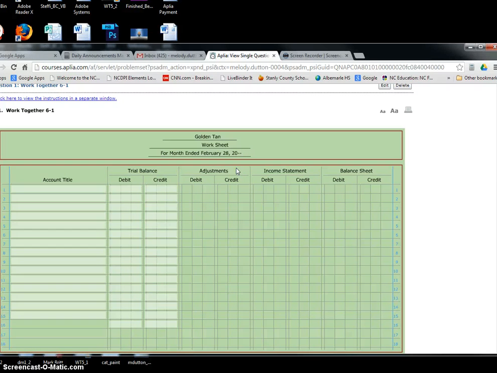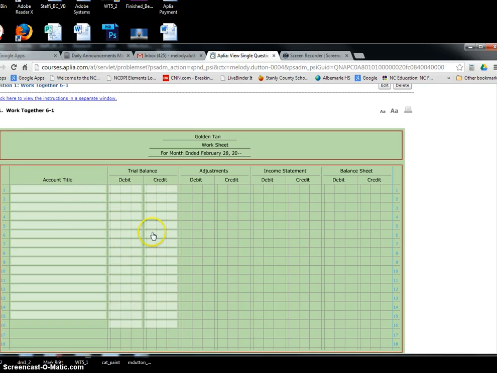Okay. Page 154 gives you an example of the beginning part of the worksheet. Your account titles from your general ledger are going to be listed here. And then the balance that they have in those accounts will be listed here. Assets will have a debit balance. Liabilities will have a credit balance. Owner's equity will have a credit balance. Drawing is going to have a debit balance. And your expenses will have a debit balance.